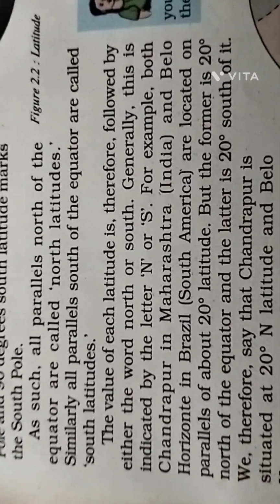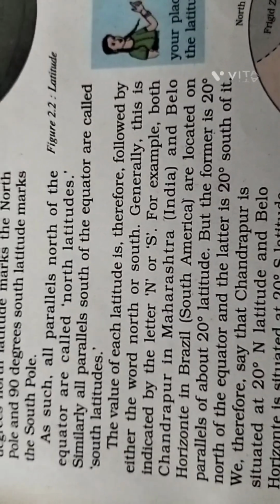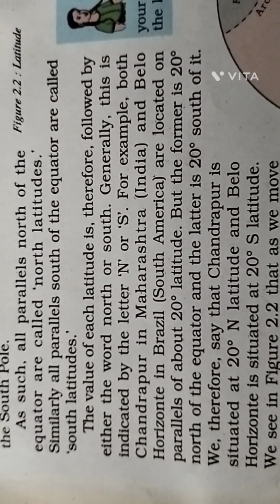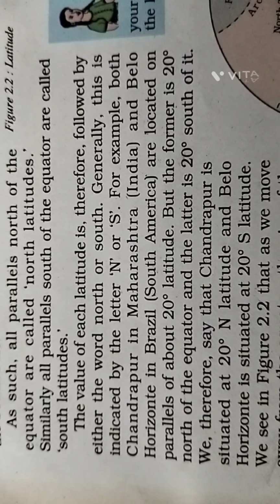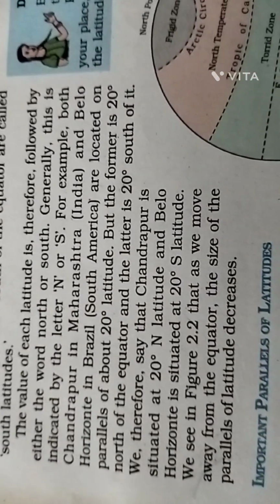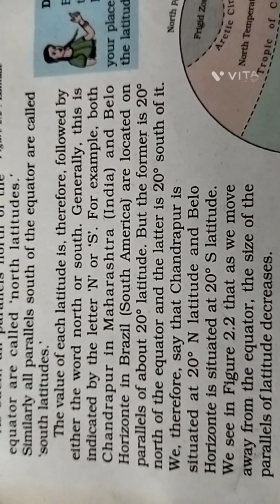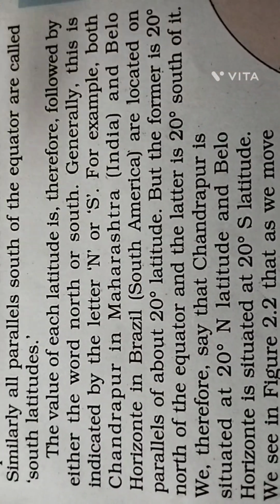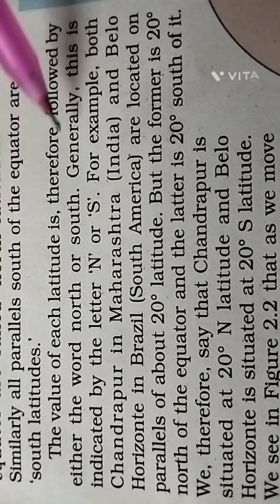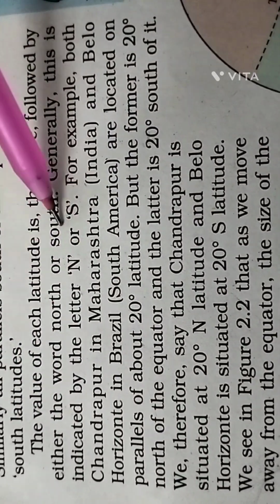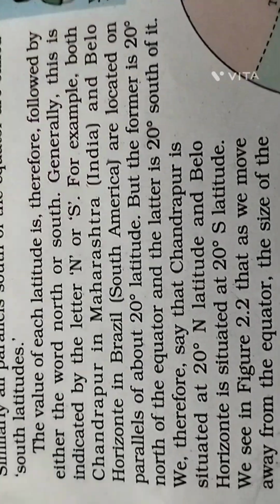As such, all parallels north of the equator are called north latitudes. Similarly, all parallels south of the equator are called south latitudes. The value of each latitude is therefore followed by either the word north or south. Generally, this is indicated by the letter N or S, as north or south.